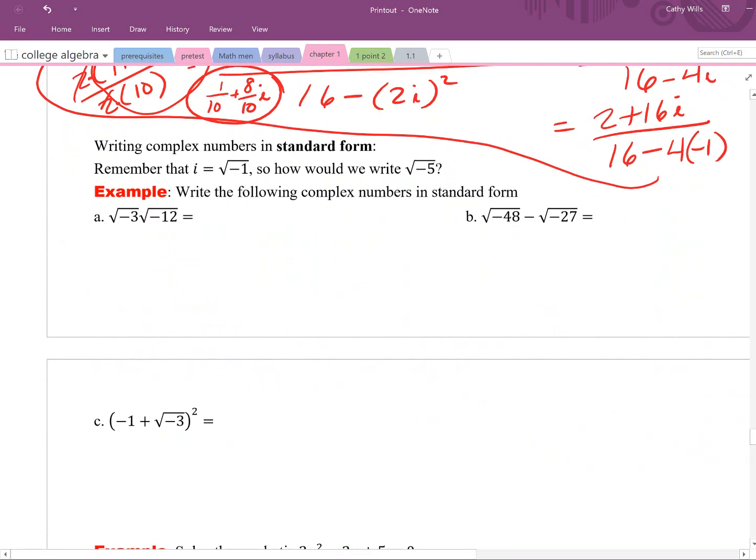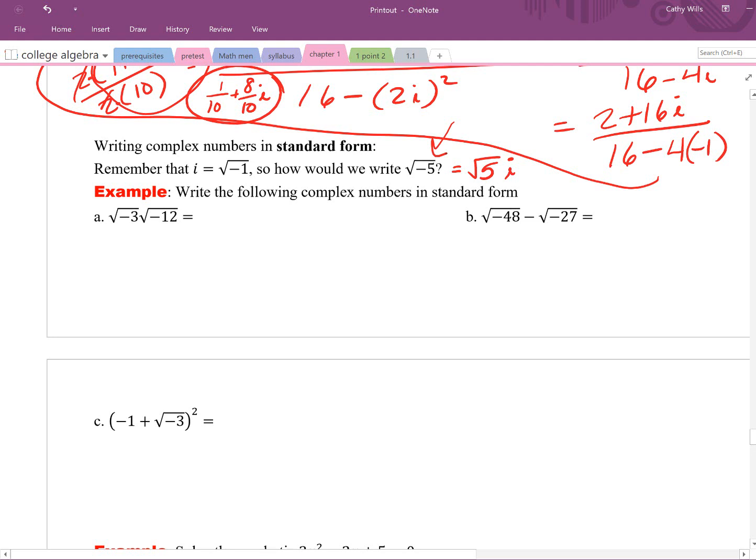Now, writing complex numbers in standard form. i is equal to the square root of negative 1. So every time you have a square root of a negative number, you have to write it in Euler's notation. You can't just leave it as square root of negative 5 and start multiplying things, because it won't work. You have to change it to Euler's notation. So if you have the square root of negative 5, you write it as the square root of 5i. Then you can start multiplying, dividing, whatever. But don't start fooling around with these square roots of negative numbers.